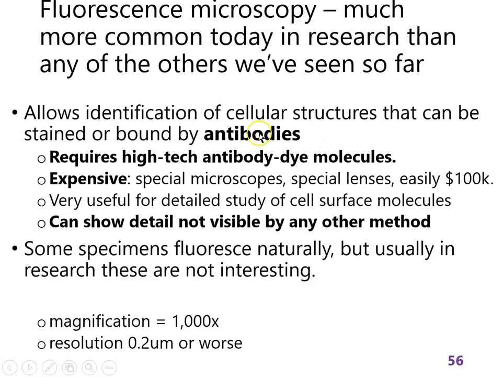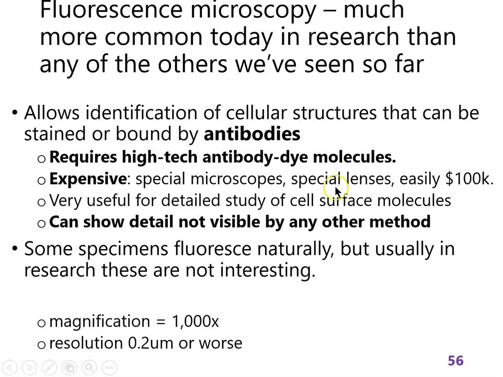And we can attach the antibodies to a fluorescent dye. And so that's expensive. You have to buy very high-tech antibody dye molecules, and you have to get very specific optics with very specific lenses. And this is easily $100,000 worth of microscope. But this is by far the most useful kind of microscopy in research, because you can use this to figure out what is on the surface of cells.